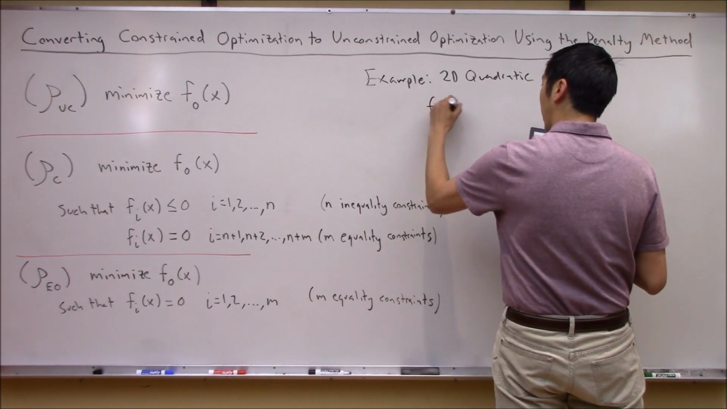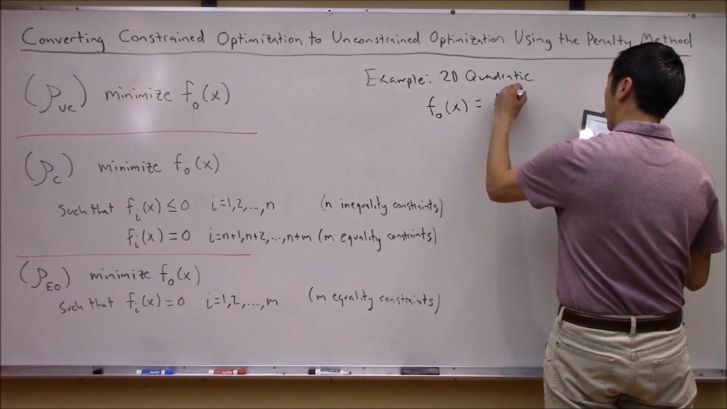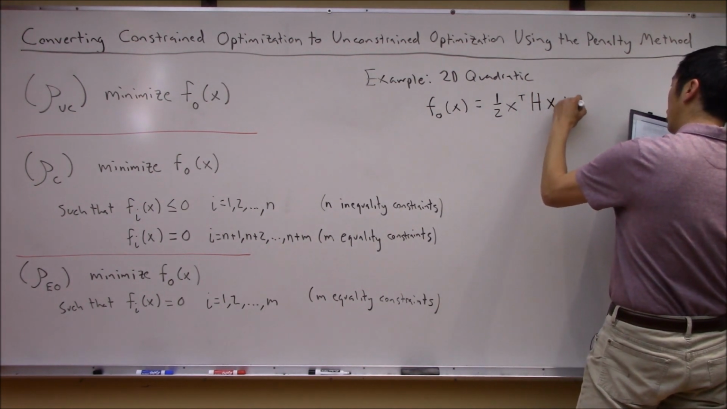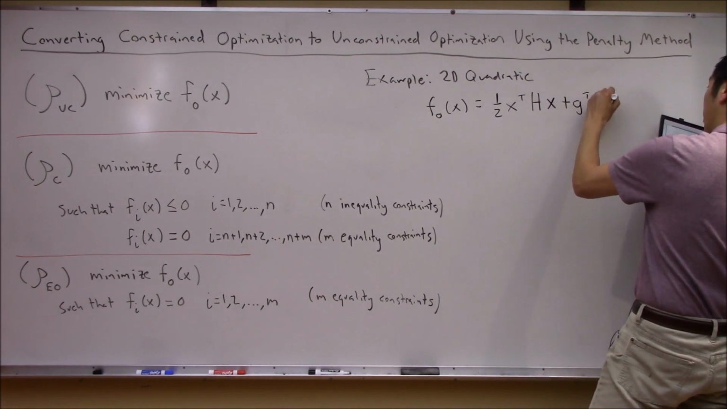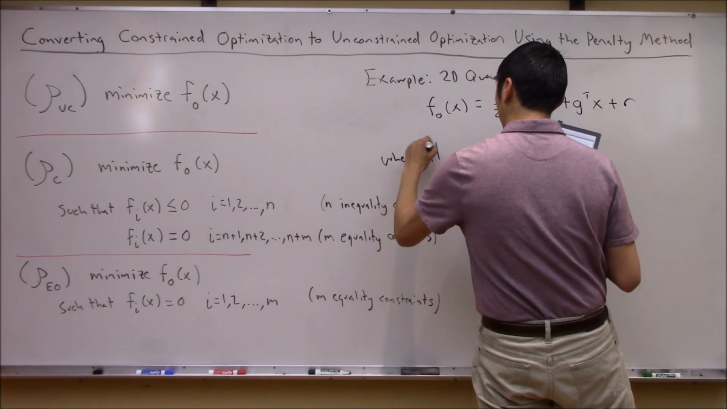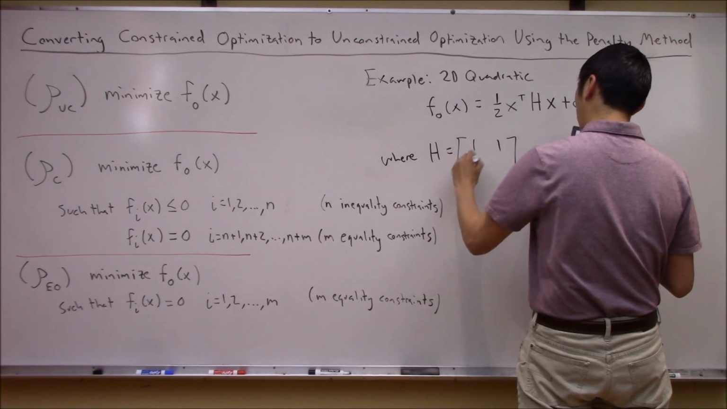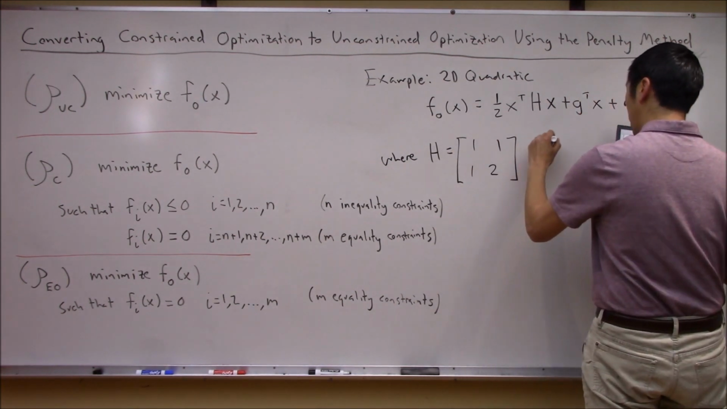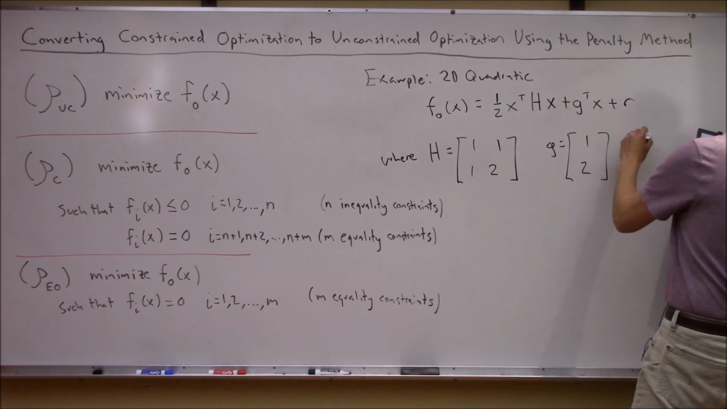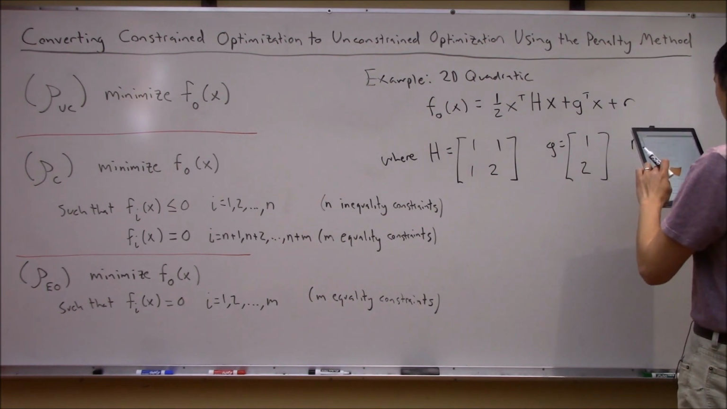So f0 of x is going to be 1/2 x transpose H x plus g transpose x plus r, where these are matrices and vectors. So first let's look at H. H is going to be a 2x2 matrix of 1, 1, 1, 2, and then g is going to be a 2x1 vector of 1, 2, and finally r is just a scalar constant of 2. Okay, so I want to solve this.